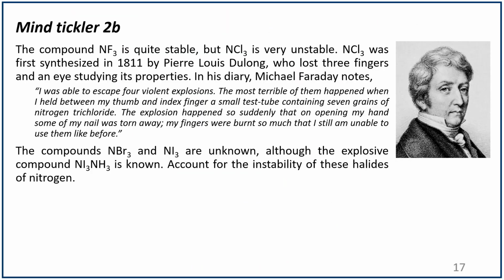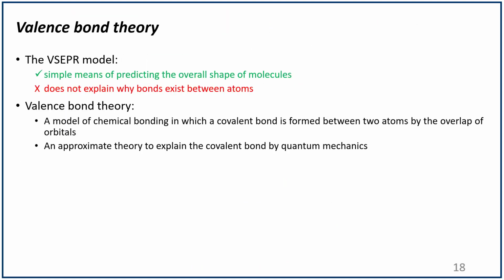Okay, but I'd like to move on now with the valence bond theory. So the VSEPR model is actually great in the sense that it predicts the overall shape of molecules, and it's pretty good at that job. But it doesn't really explain at the molecular level why there are bonds existing between atoms. And the valence bond theory, we will not go into too much detail for that. It's just a simple model which says that covalent bonds are formed when you have orbitals overlapping.